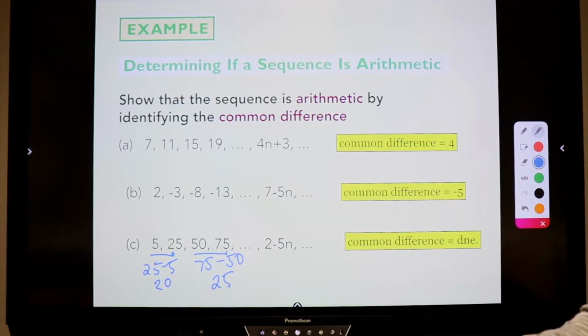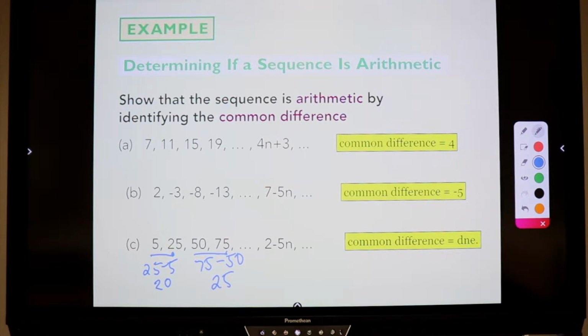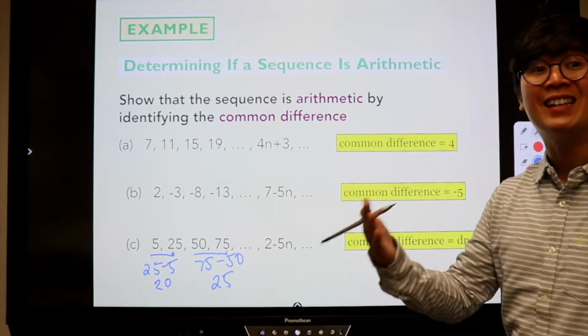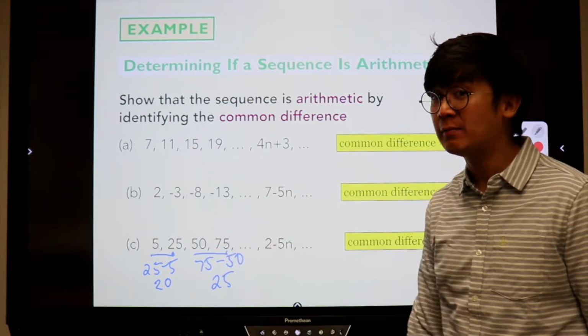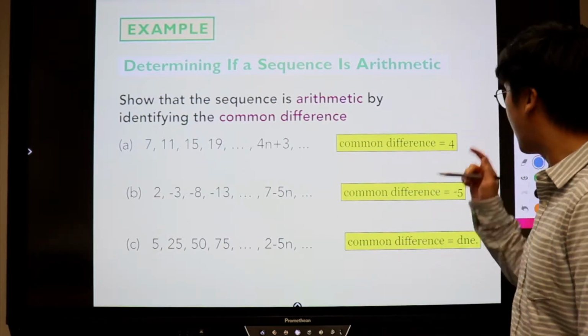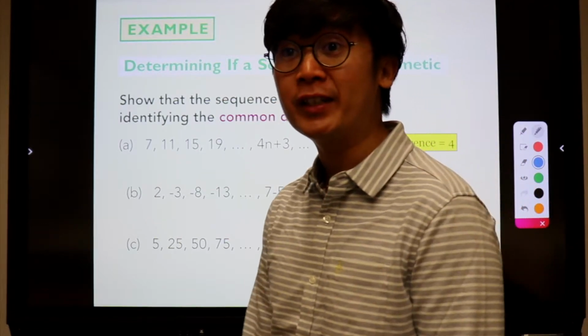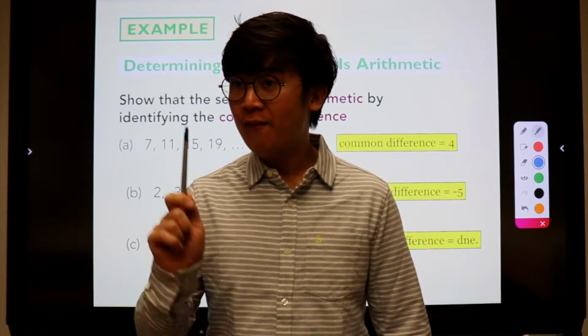Although it has a pattern, because by looking at it you can pretty much see the pattern, multiplying by 5, starting with 5, that's not the rule that we're looking for. We're looking for a common difference. It needs to be an addition of a number to the first term. But since we're multiplying, that's not a special sequence. So this is not an arithmetic sequence. Clear?